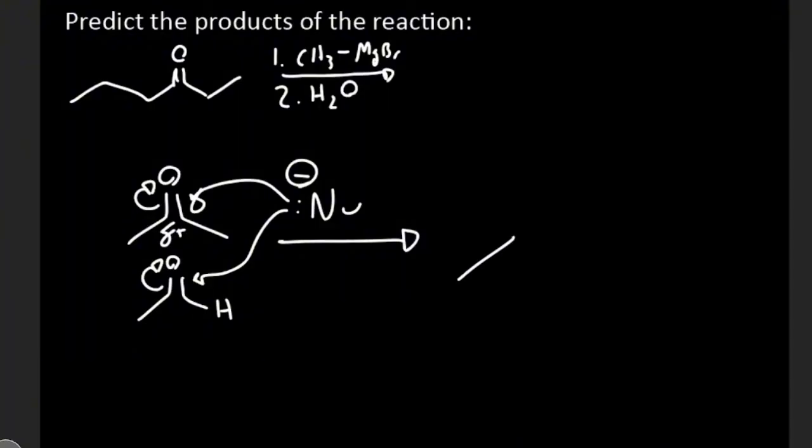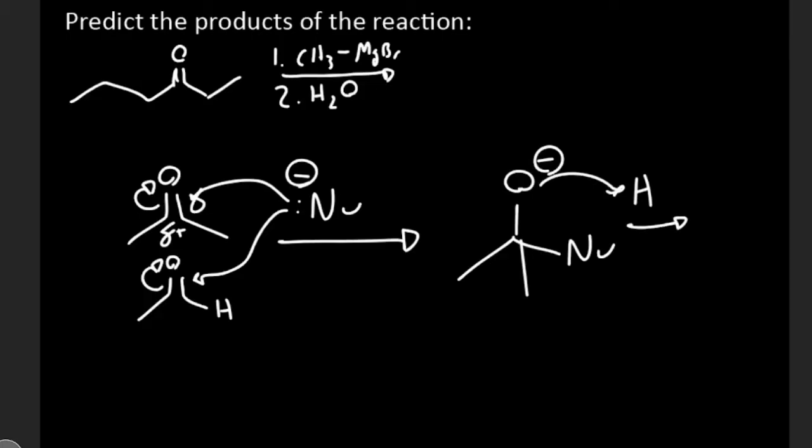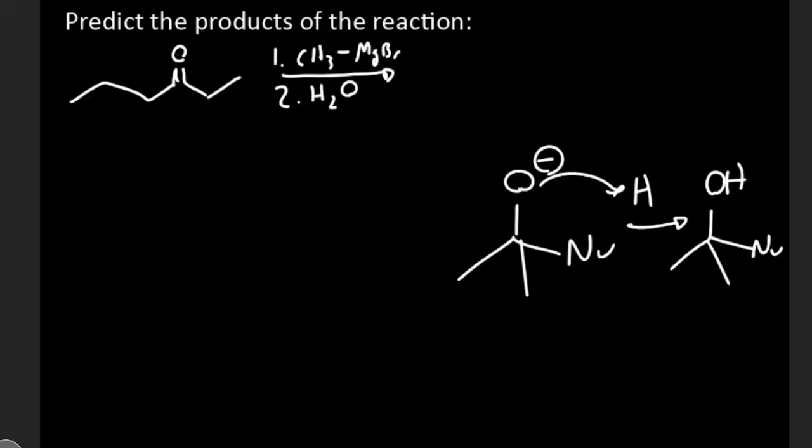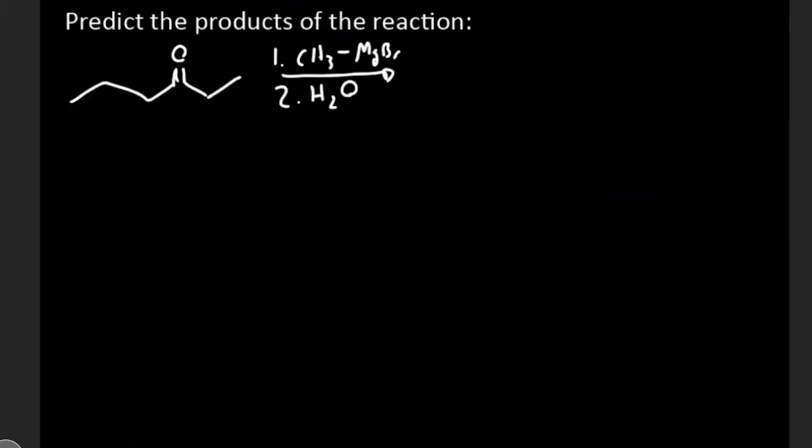But ultimately, what's going to form is this. So I'm drawing the ketone forming this intermediate, which usually is protonated, and our final product is usually an alcohol. So this is the characteristic reaction of aldehydes and ketones. So let's apply this to the Grignard reagent, who is a nucleophile.